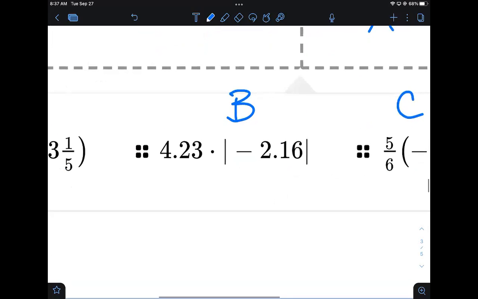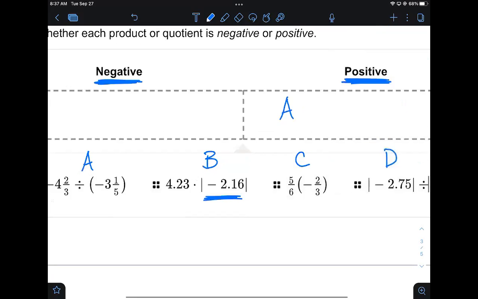Example B. Those are absolute value bars again. What's the absolute value of negative 2.16, Gavin? That's right, 2.16, so we're positive, right? So essentially we have a positive times a positive. What's a positive times a positive? Positive, so B is also going to be written in that positive category.